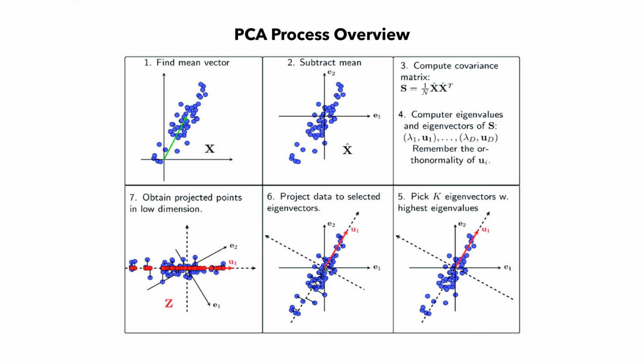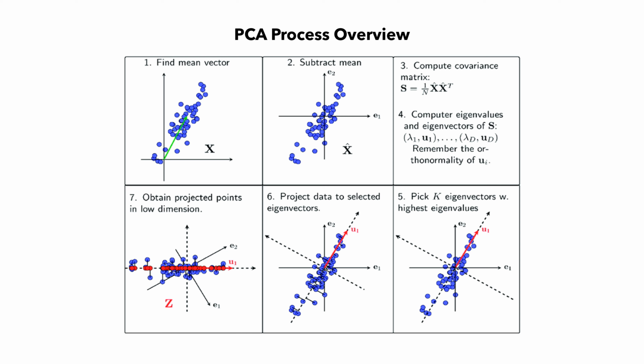The third step is the covariance matrix S is calculated from the mean centered X. The covariance matrix captures the variances and correlations between the dimensions of the data. The eigenvalues and the eigenvectors of the covariance matrix S are computed. The eigenvectors U1, U2, Un represent the principal components and the corresponding eigenvalues indicate the amount of variance captured by each principal component. In the fifth step, the top k eigenvectors associated with the highest eigenvalues are selected, where k is the desired dimensionality of the reduced subspace.